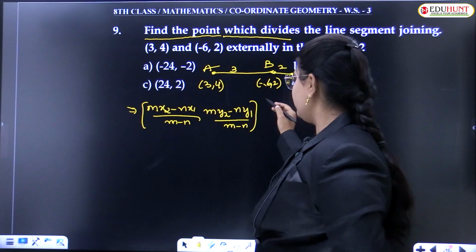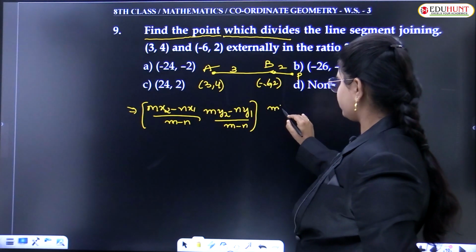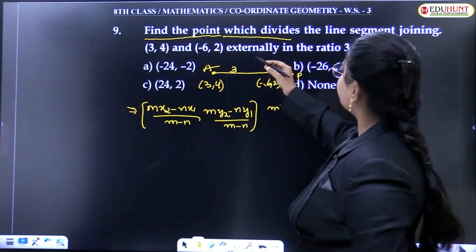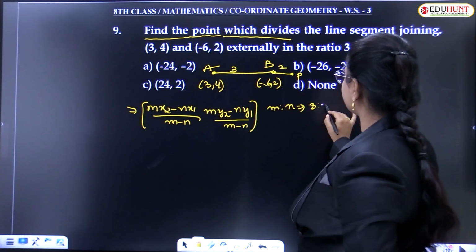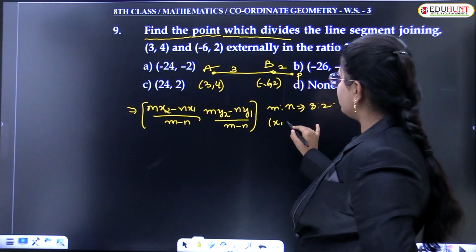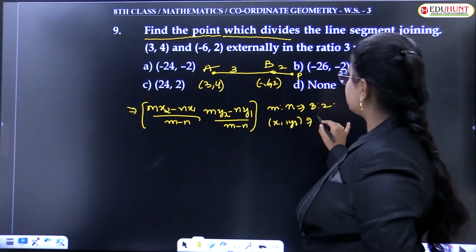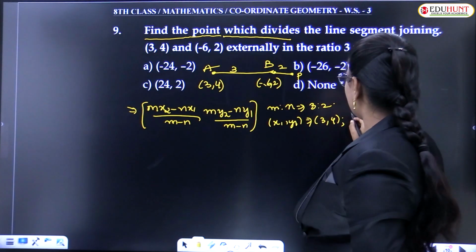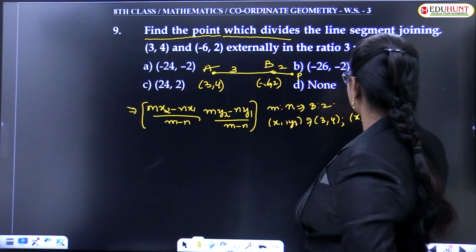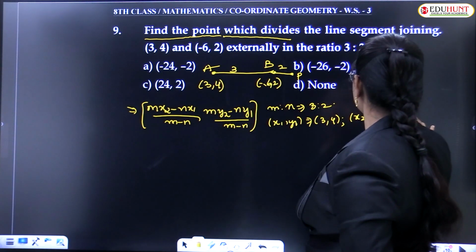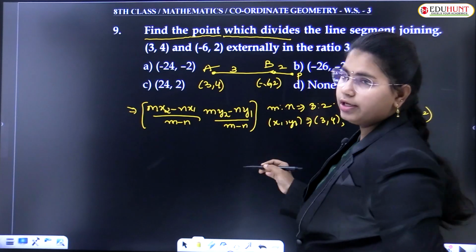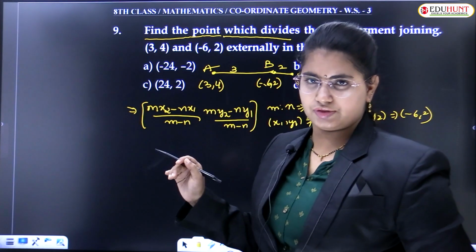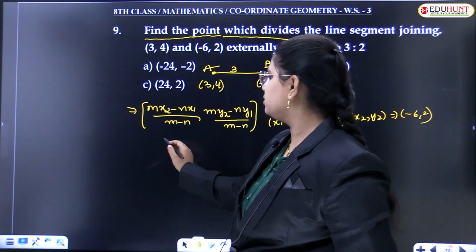So what is M:N? Let me write all this. What is given? M:N we have 3:2. And x1, y1 is 3, 4. And x2, y2 is minus 6, 2. Right. So I have written whatever points are given in the question. Let's begin the problem.